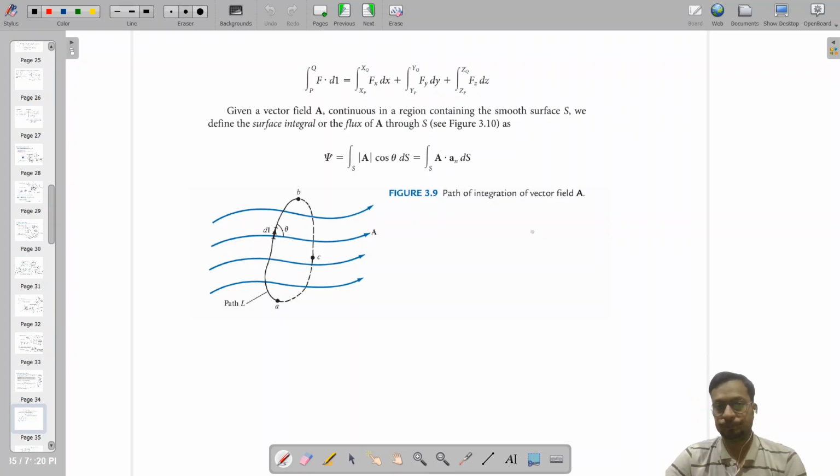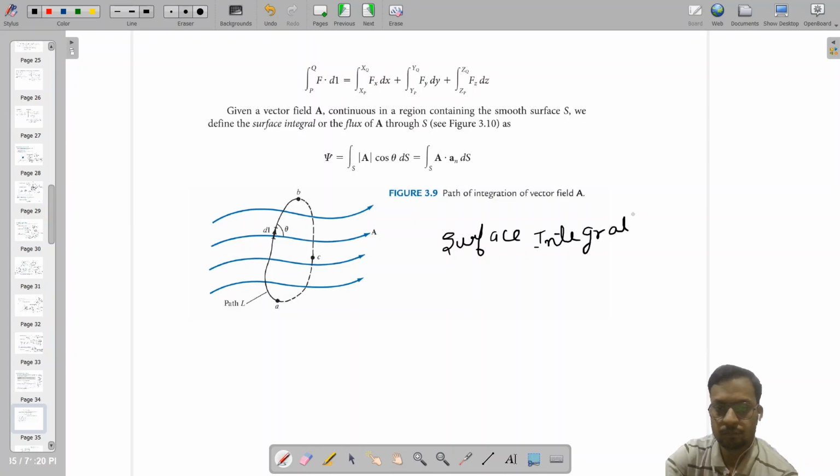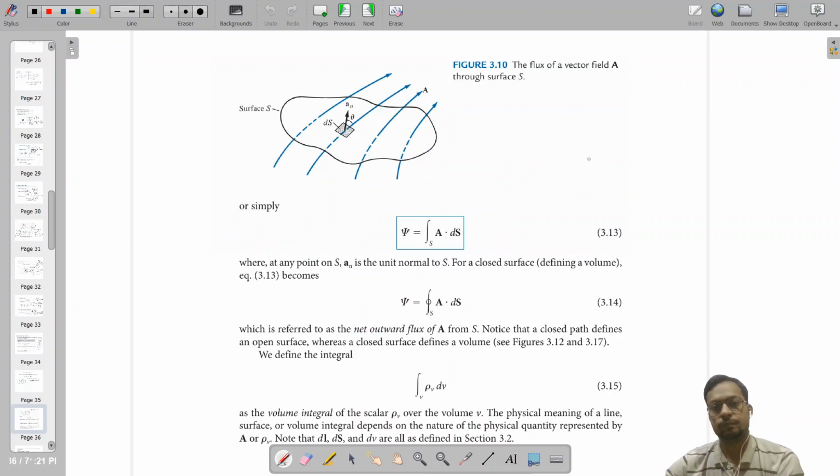Now the surface integral. Consider a surface which is bounded by a closed line. Now there is a vector field A which passes through this surface. Now take an incremental surface ds on this and draw a perpendicular vector from this surface, say an, the normal vector.